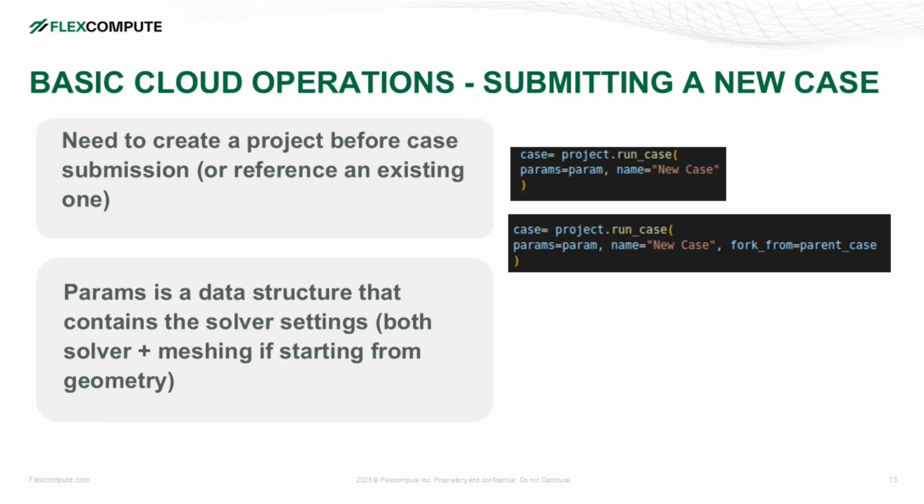For submitting cases to solve, you must create a project before submitting. You can see an example of this on the top right, where we set our parameters and then give a name to the case. This takes all the settings from the parameters and launches the case. If you want to fork a case, you can apply the same logic, but add an extra attribute, which is fork from, and this will initialize the solution from the previous case.